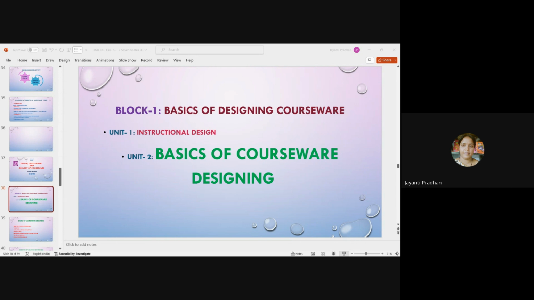Then pedagogical knowledge, that means the material that is used or the teacher who is delivering the content, both the things should reflect the pedagogical process properly.